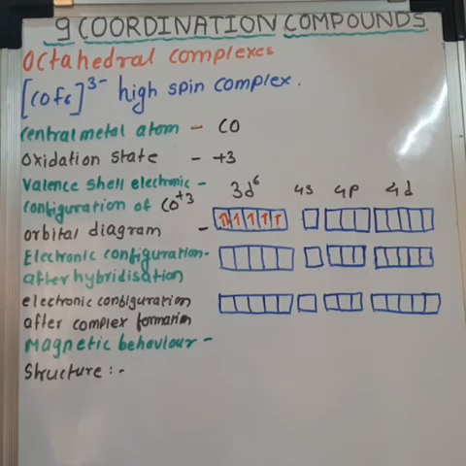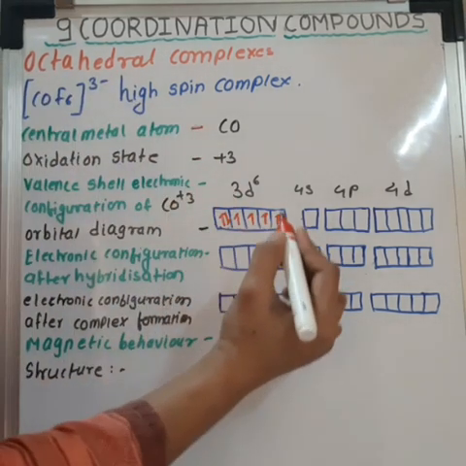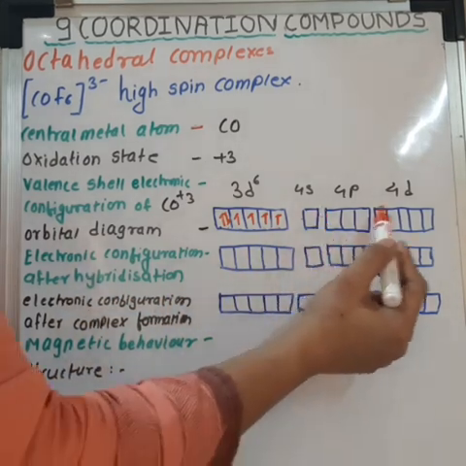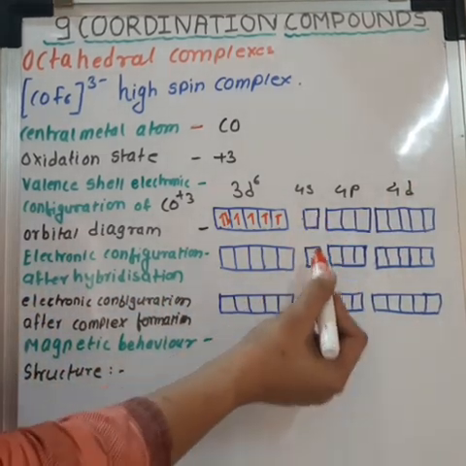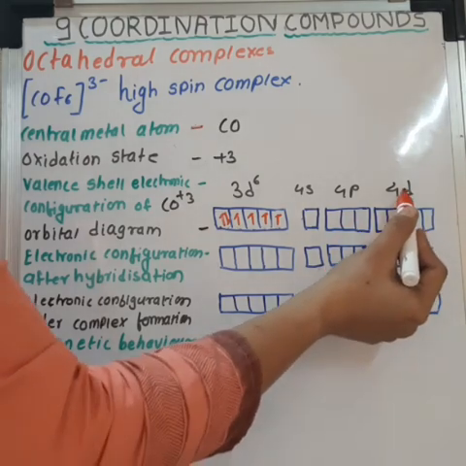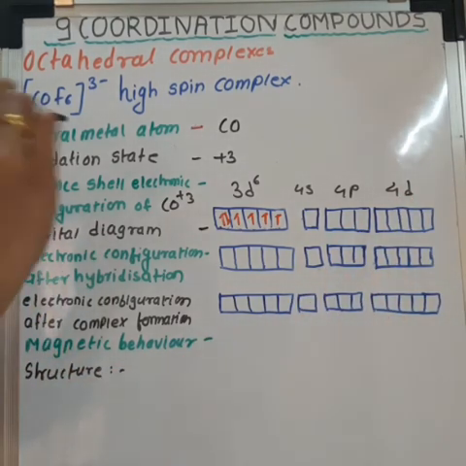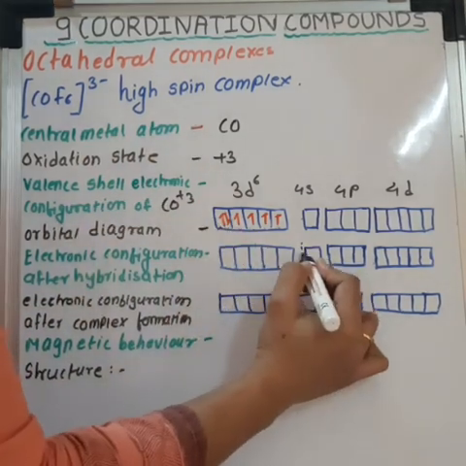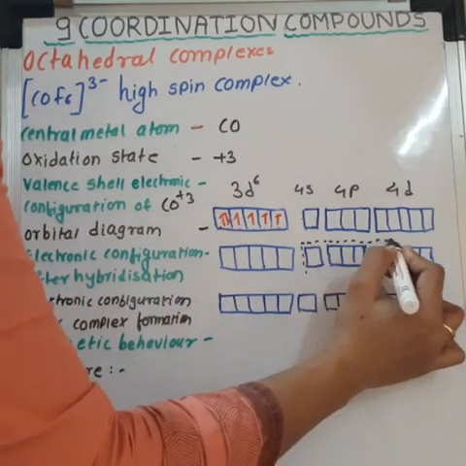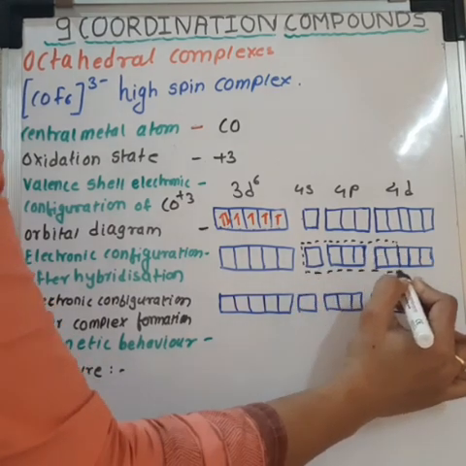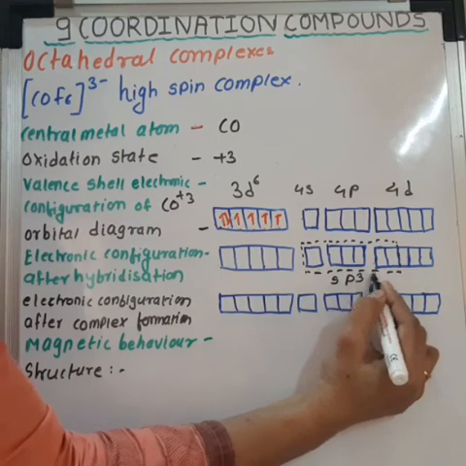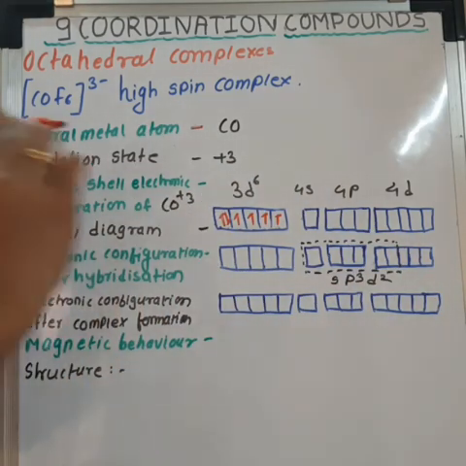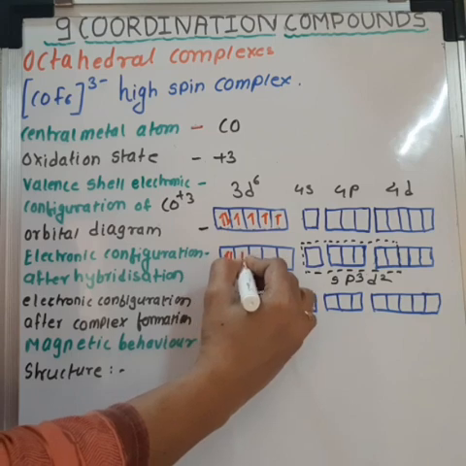As it is an octahedral complex, the coordination number of this complex is 6. There are 6 molecules of ligand. So 6 orbitals are required for hybridization. So hybridization will take place in 4s, 4p and 4d orbitals. 1 orbital of 4s, 3 orbitals of 4p and 2 orbitals of 4d will be involved in hybridization. So hybridization will be shown like this: sp3d2 hybridization, and the electrons in the 3d orbitals remain as they are.